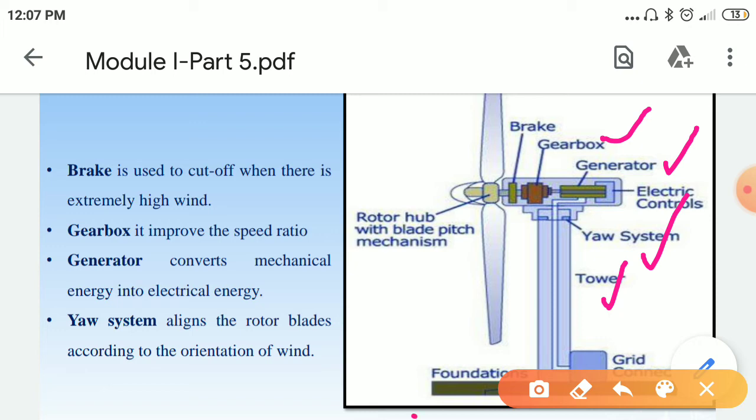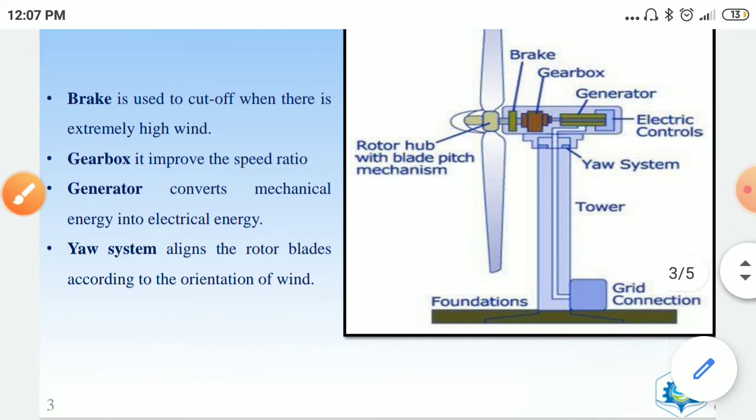And then comes a grid mechanism. Grid, you can say a grid system here. This is for connecting the electrical supply towards the grid system, where the voltage is stepped up. The transformer will be there. Then it is connected towards the transmission system with proper protection. So this is the schematic diagram.